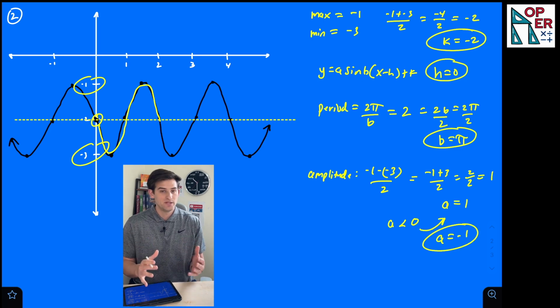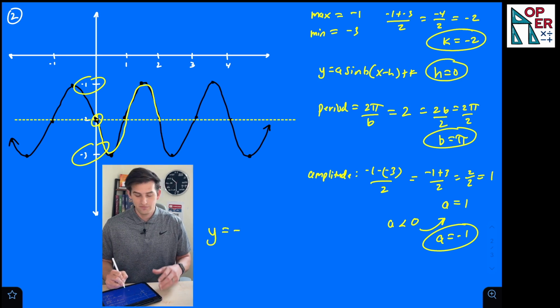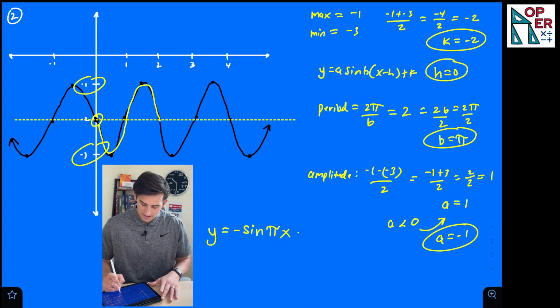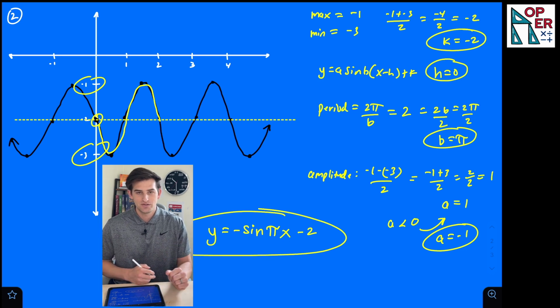Okay, so now we have all the pieces we need. We can write our function. So y is equal to negative 1, or we'll just write a negative, sine, and then we said b was pi, so pi, x minus 0, or just x, and then k is negative 2. So our function for the graph for number 2 would be y is equal to negative sine pi of x minus 2. And that's how you can write some trigonometric functions of sinusoids from their graph.